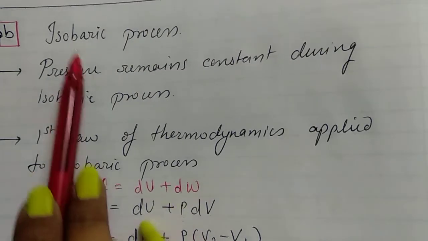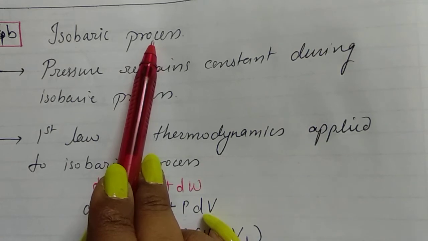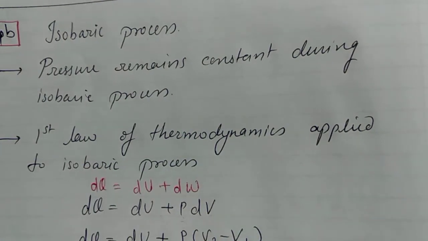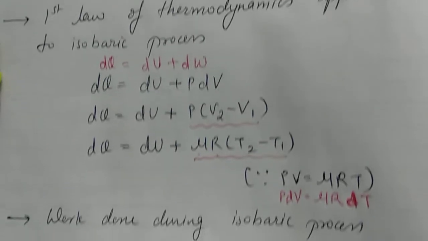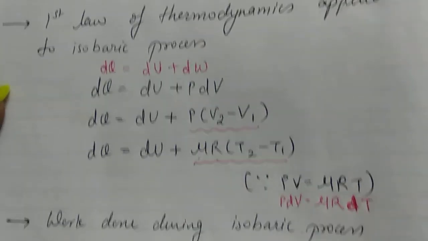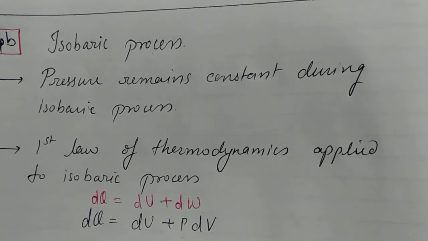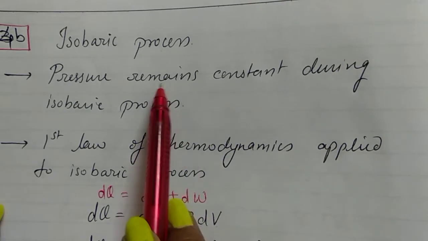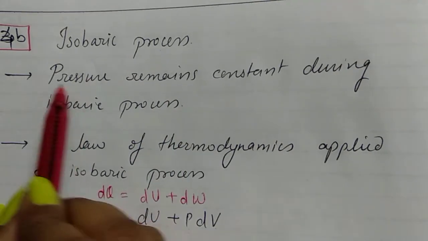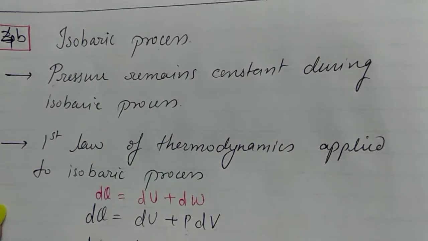Now same way we'll study isobaric process. So first of all, its definition, then we'll apply first law of thermodynamics to it, and then we'll calculate the work done during isobaric process. So first of all, we'll see the definition of isobaric process. It is a process during which the pressure of the system remains constant.